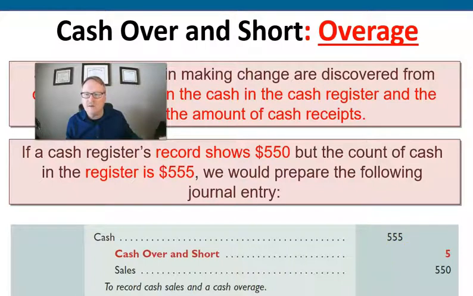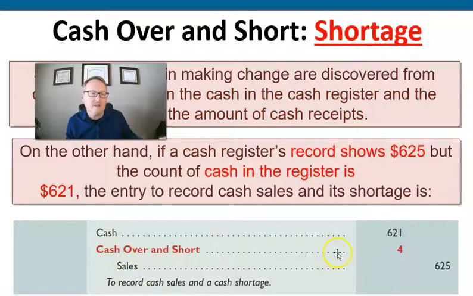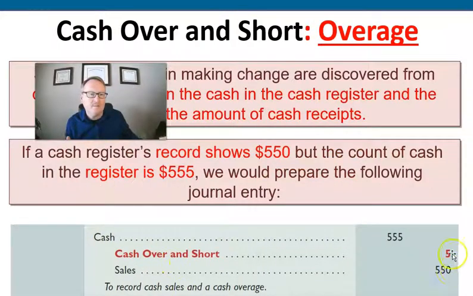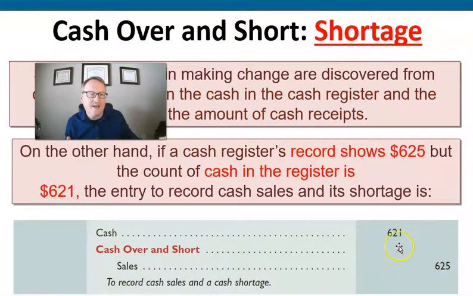Now let's take a look at the other one. On this particular one, first of all, what was our sales? Our sales was $625, but the cash we collected, and remember, cash could be checks, was actually less. It was $4 less. It was $621. So you'll see here we debit the cash over and short account for $4. You can look at these two transactions. Here we're crediting because we have more cash, and here we have less cash, so we're debiting the over and shortage account.